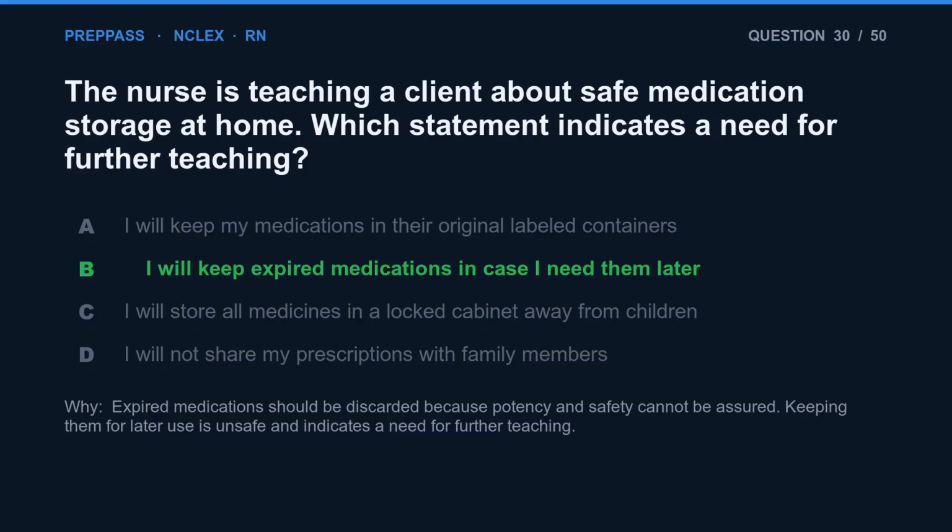The correct answer is B. Expired medications should be discarded because potency and safety cannot be assured. Keeping them for later use is unsafe and indicates a need for further teaching.